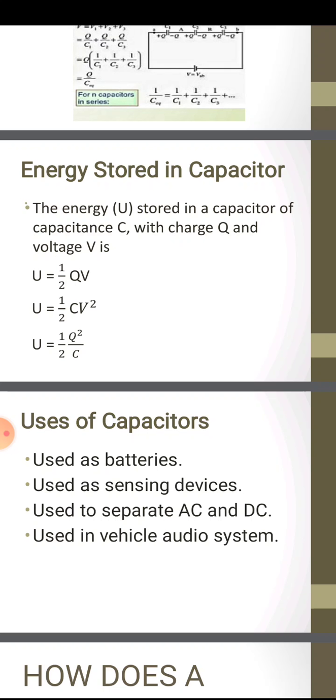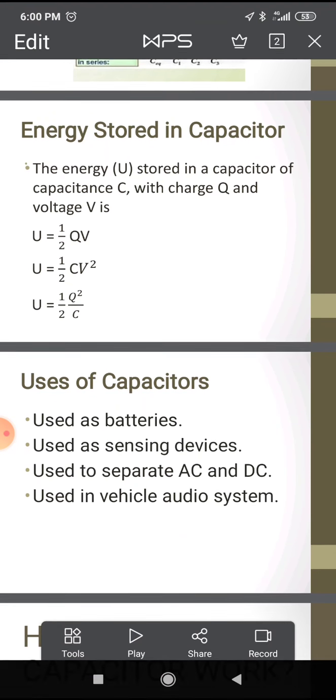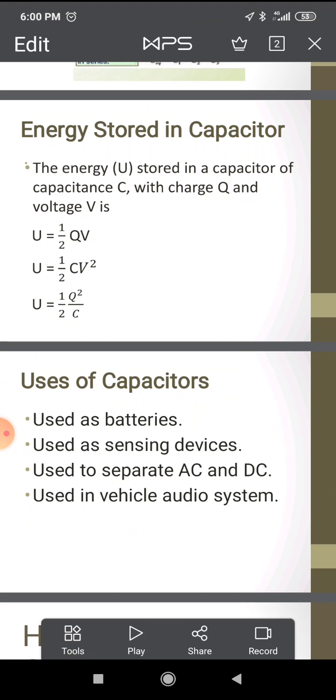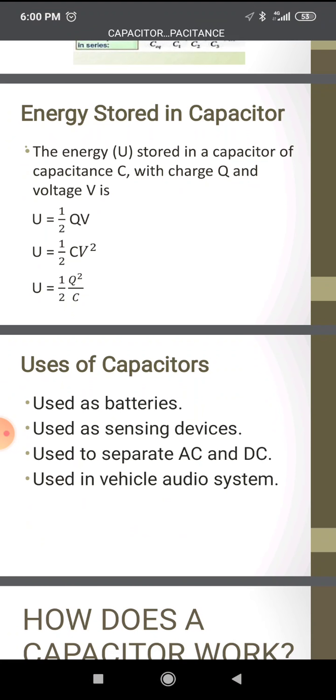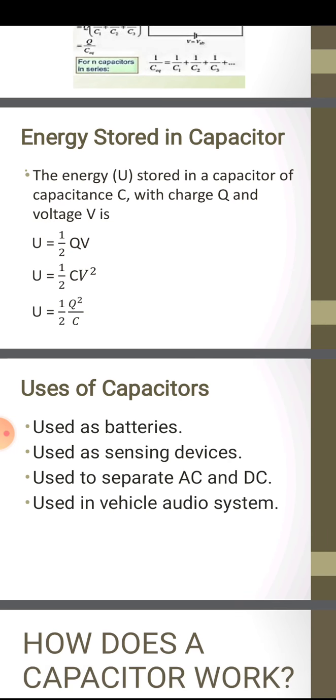We can have uses of capacitors as batteries. Charge can be stored onto them. Sensing devices. They can be used to separate AC and DC, because DC is not allowed to pass through capacitors. And in audio systems also the capacitors are used.